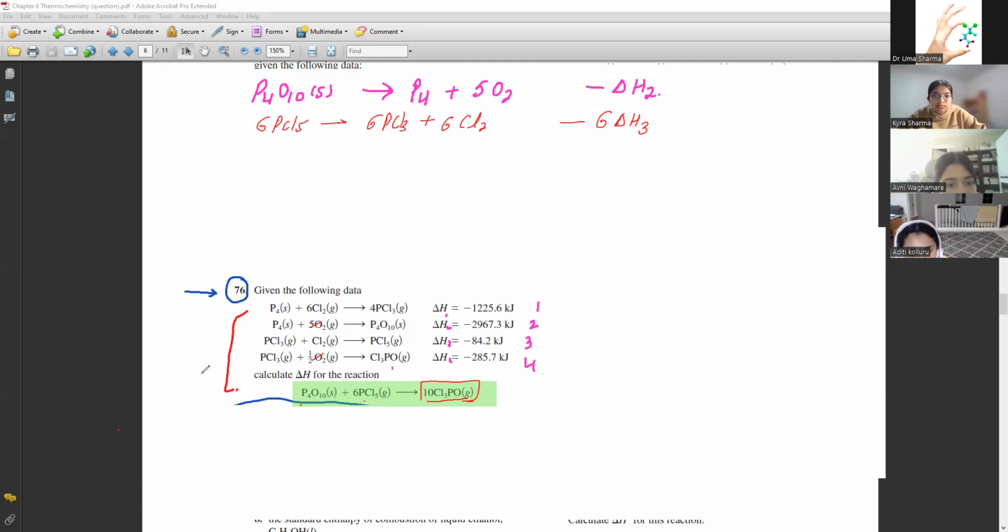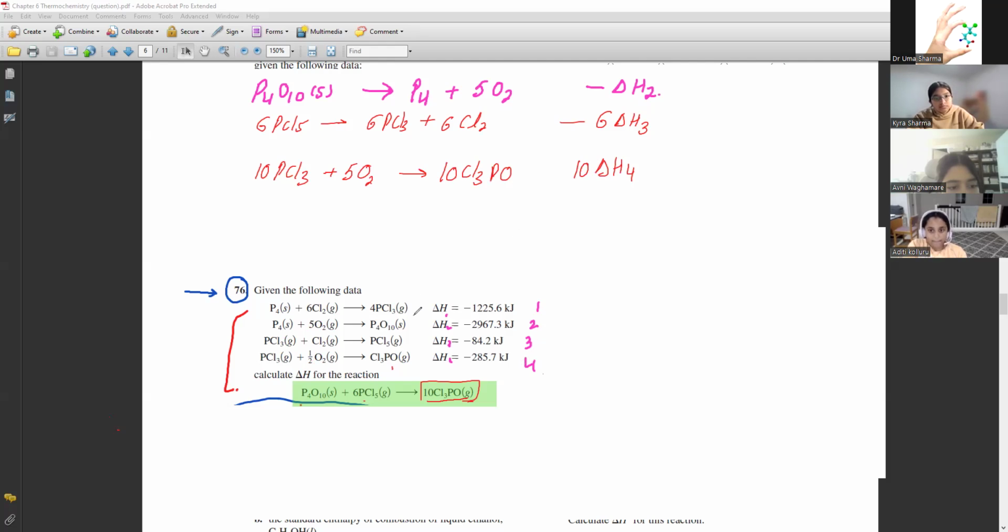Now this is also unique, right? Do not worry about chlorines; we'll see them in the last. So you just multiply the equation by 10 and take it as such. No reversal, right? You don't flip or reverse it. And delta H4 multiplied by 10. Now, what else?